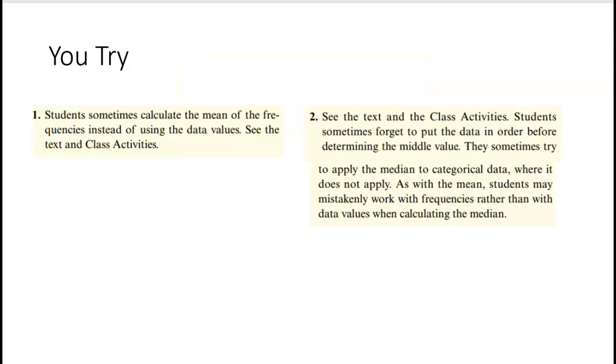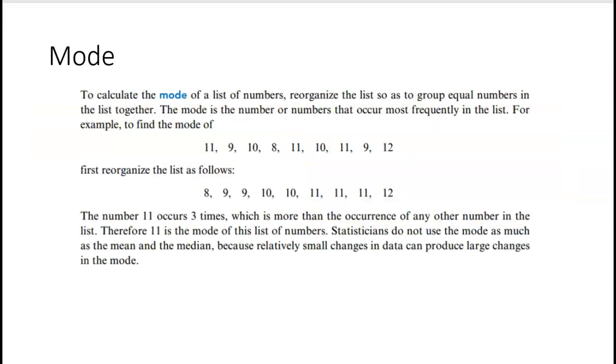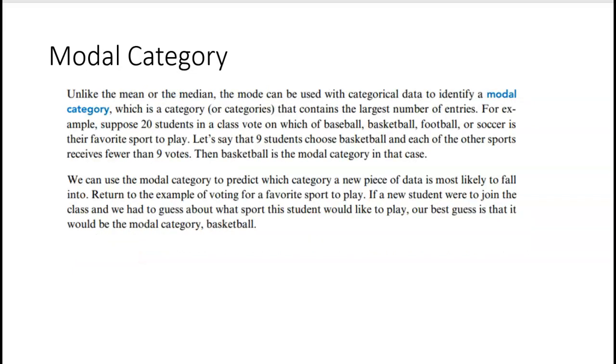And there you go. And we'll close this section by talking about the mode. The mode is the most frequent in the list. It's possible to have no modes or many modes. In this example here, the number 11 occurs 3 times. That's more than any other number, so 11 is the mode. Statisticians do not use the mode as much as the mean or median because relatively small changes in the data can produce large changes in the mode.